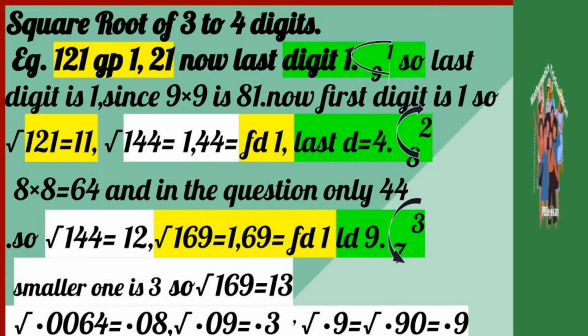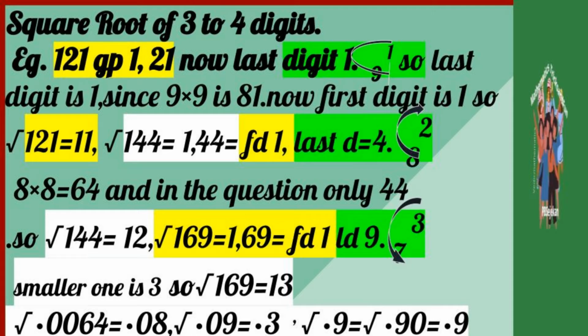Square root of numbers with 3 to 4 digits. First number, square root of 121. Two groups are here, 1 and 21. First digit is 1, last digit is also 1. So it can be 1 square or 9 square. Now, if we take 1 square, twice the product of 1 and 1, we get 2. So the middle number is 2 and the square root of 121 is 11.